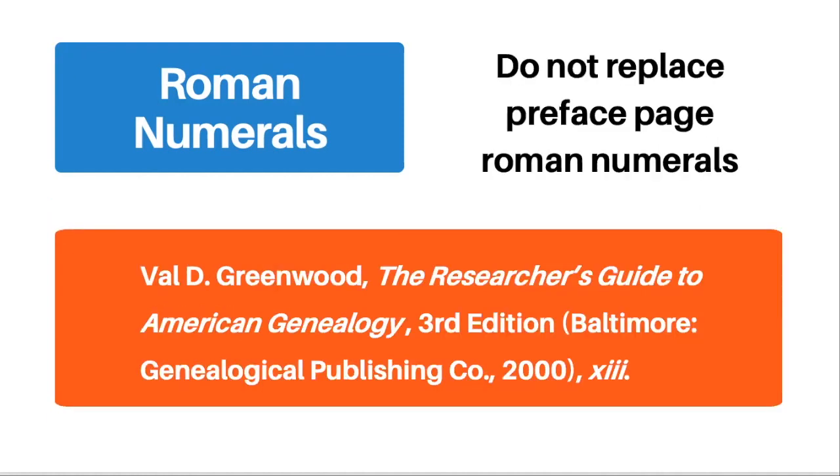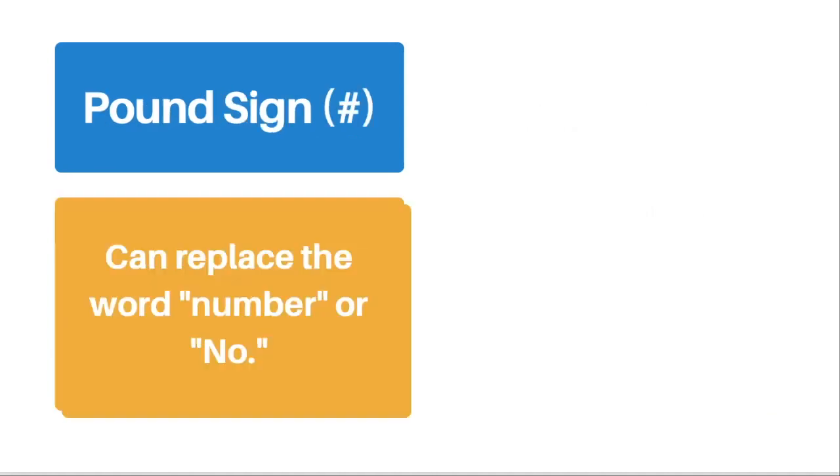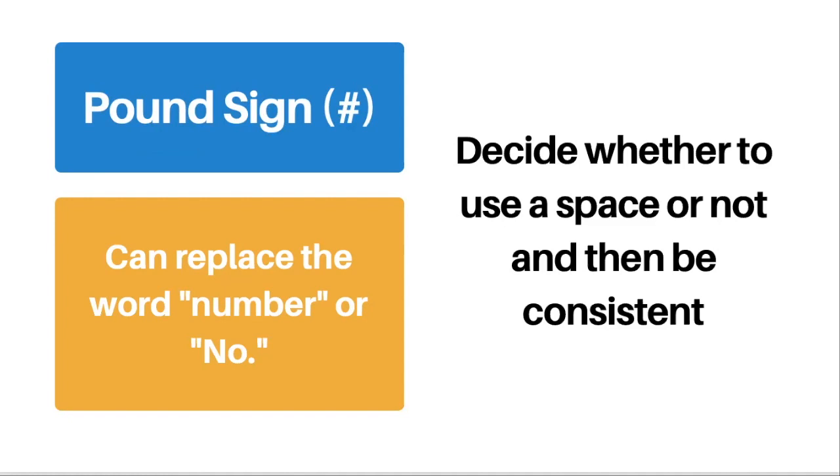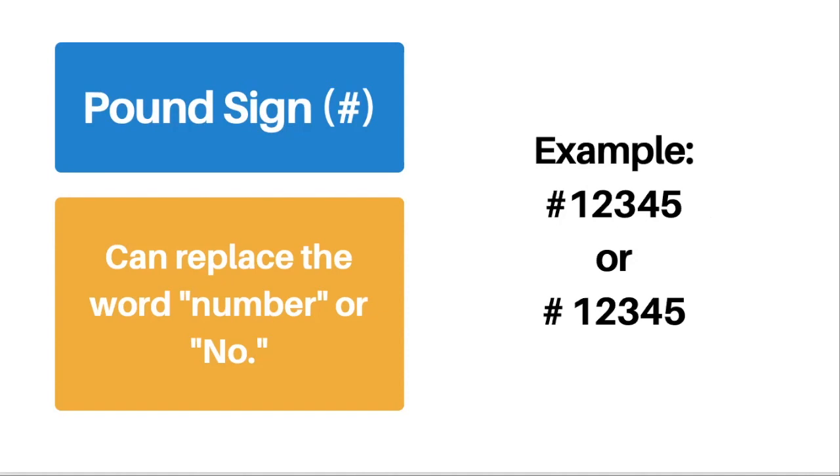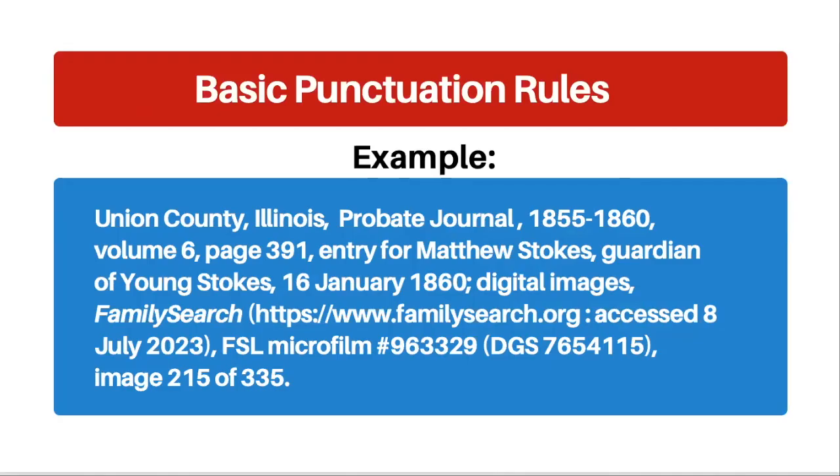So here's an example of that. We have Val Greenwood's book, and we are citing something from the preface. It is on page 13 of the preface, which is in italicized Roman numerals. A pound sign can replace the word number. Decide whether to use a space or not, and then be consistent. For example, you could do pound sign 1, 2, 3, 4, 5 or pound sign space 1, 2, 3, 4, 5.